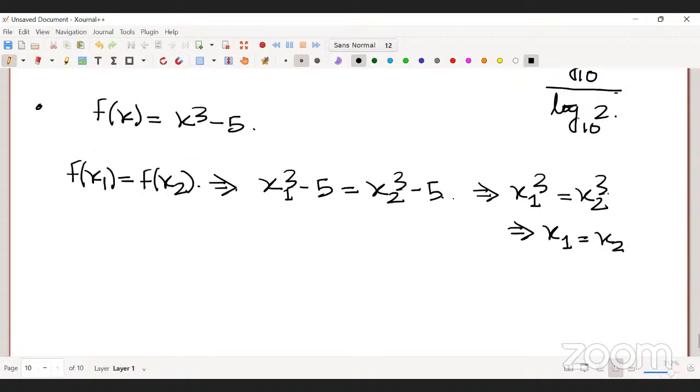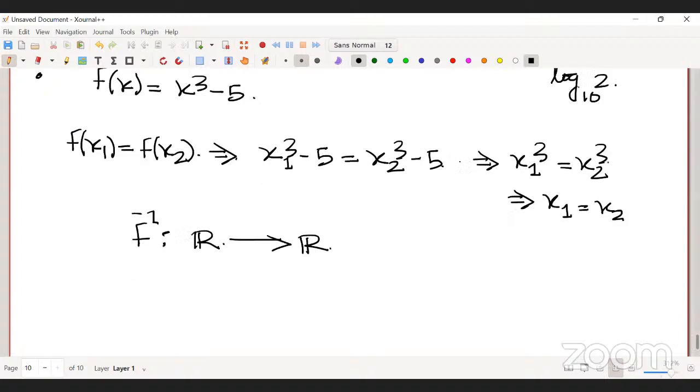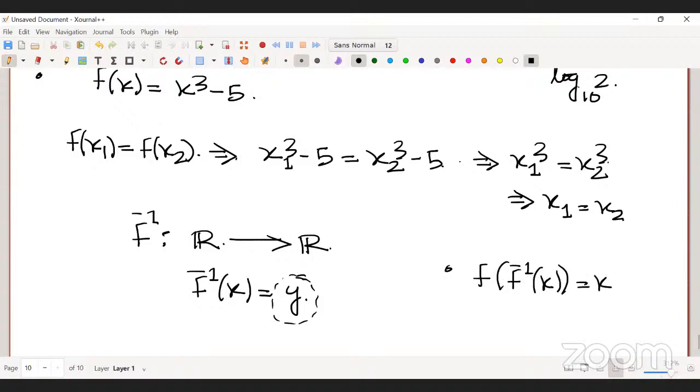So now suppose this function has an inverse. Let's say f inverse is a map from R to R, and f inverse of x is y. So the main thing is we need to compute the value of this y, right? And f inverse has a property. What is that property? That f of f inverse x equals x.